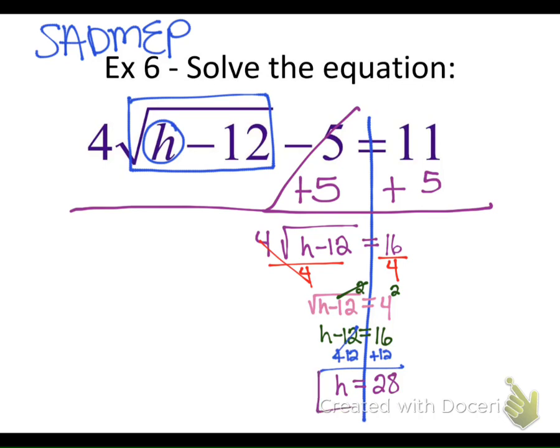I can't make fun of you because I messed up on the opener today. All right, so this is solving equations with square roots.